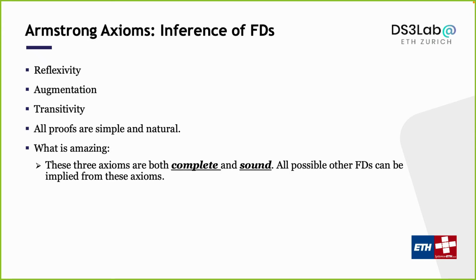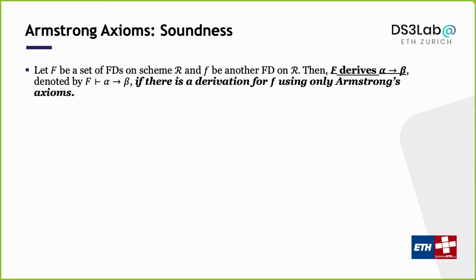What's amazing about this is that the inference system you can construct using these three different rules is not only sound, but also complete. And that's a surprising part, because they are so simple. Complete means that all the possible rules that hold on this instance can be derived by simply applying these three inference rules again and again. That is something surprising.